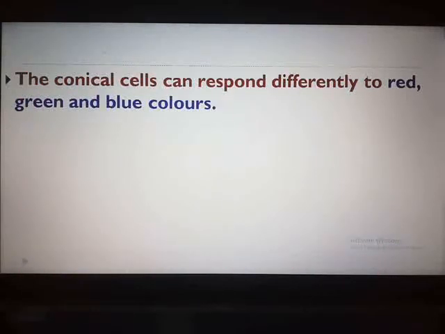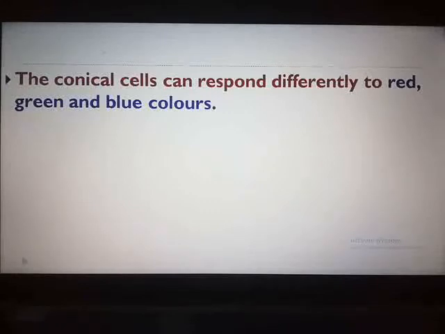The conical cells can respond differently to red, green and blue colors. I have told you that these cells respond to colors. When red light falls on the eyes, the cells responding to red color get excited more than those responding to other colors, and you get the sensation of red color.